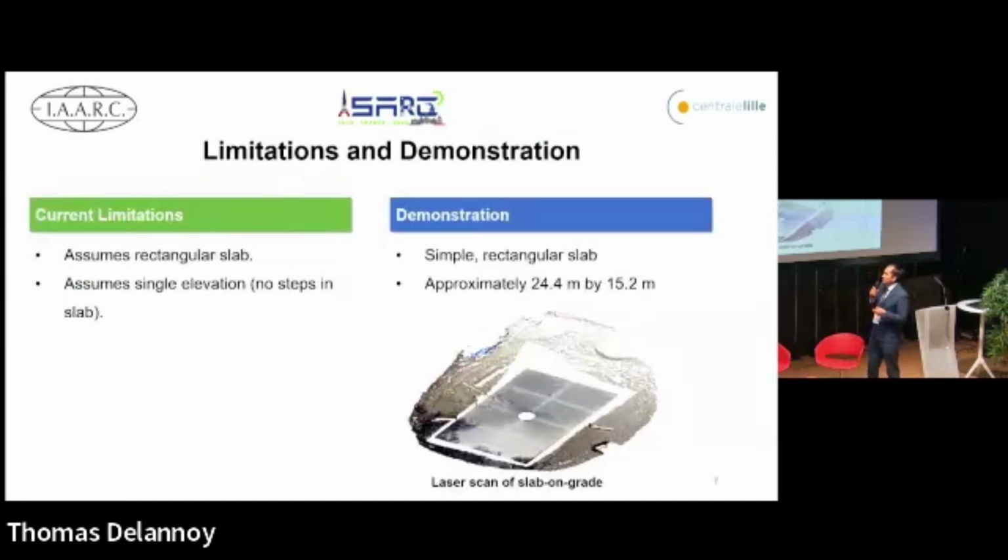These are the current limitations. The first one, assuming a rectangular slab, is not true anymore. This was true at the time when the paper was written. We have overcome these limitations, so we actually can have combinations of rectangles or triangles. So this is not a limitation anymore. We can do more than just rectangular slabs. Single elevation, however, is still a problem. So if you have a slab that has some stairs, for example, we cannot do that. We need to have one common plane for everything to analyze.